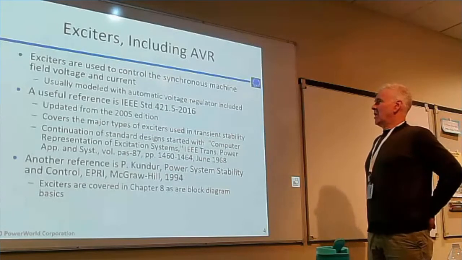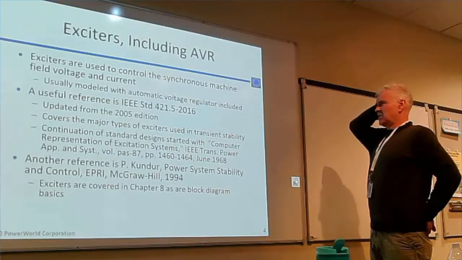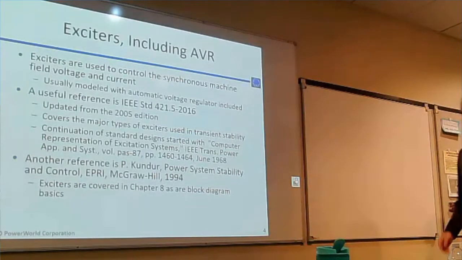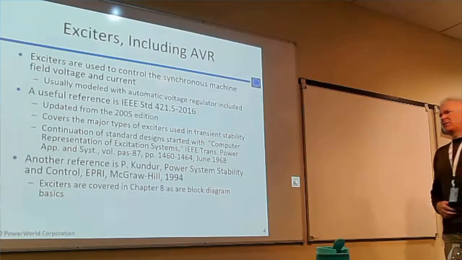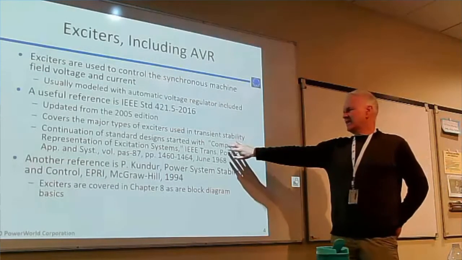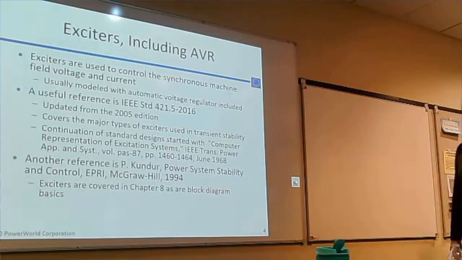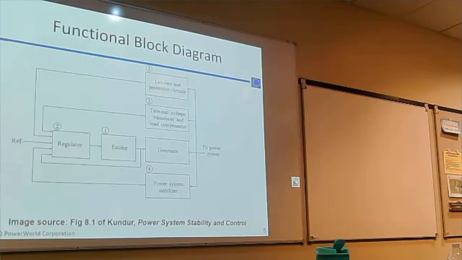Exciters, including the automatic voltage regulation: the useful standards, IEEE standard 421.5, that's where we go to get new models sometimes. That's an update from the 2005 edition. But there have been papers on exciters going back to 1968. Kundur's book is another good reference on exciters.